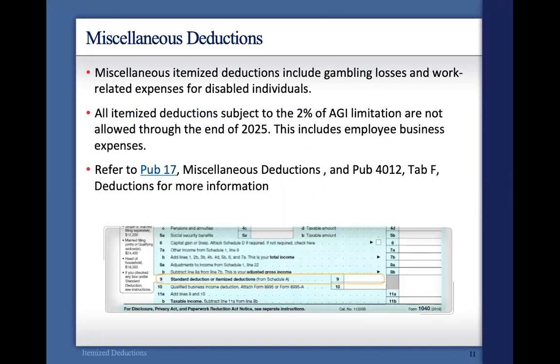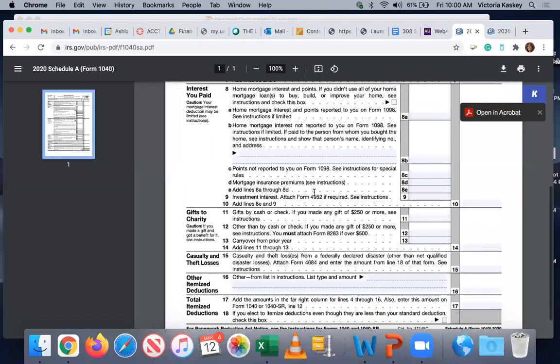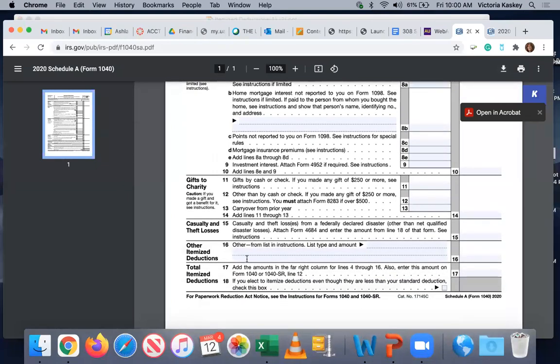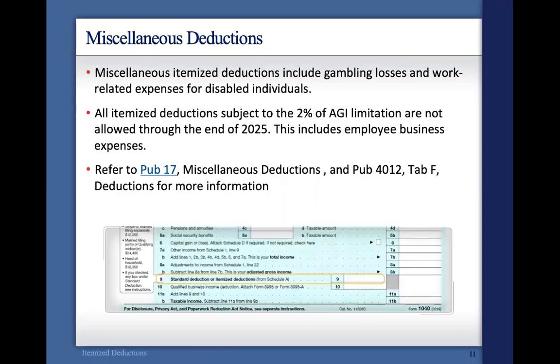There's some miscellaneous deductions as well. And you notice here on Schedule A, you have these other itemized deductions and then just a random list, like listed right here. Very deceiving, because these miscellaneous deductions can include things like gambling losses and work-related expenses. This is really important here, only for disabled individuals. This is a new change.